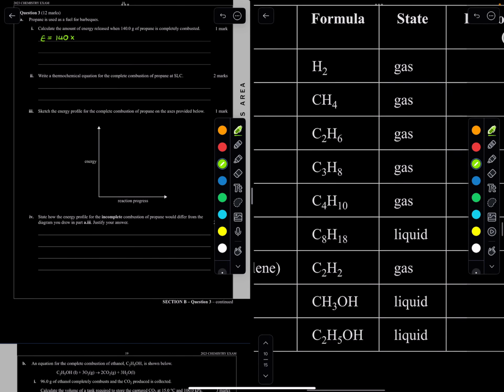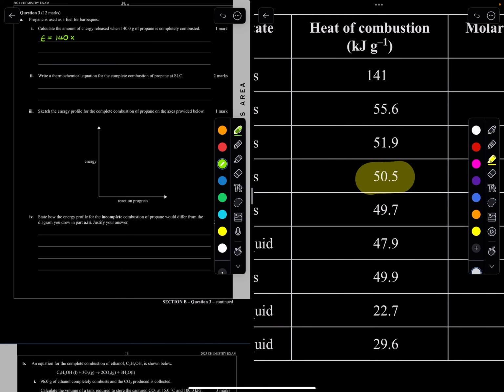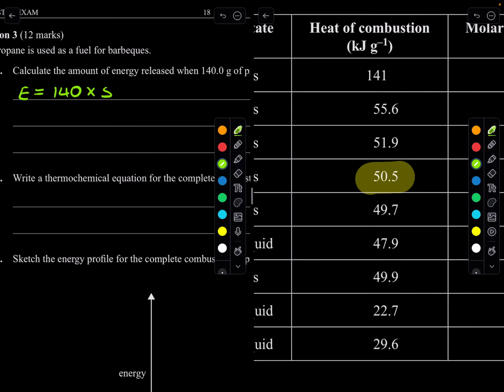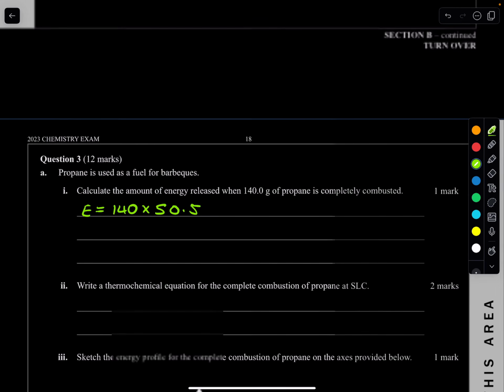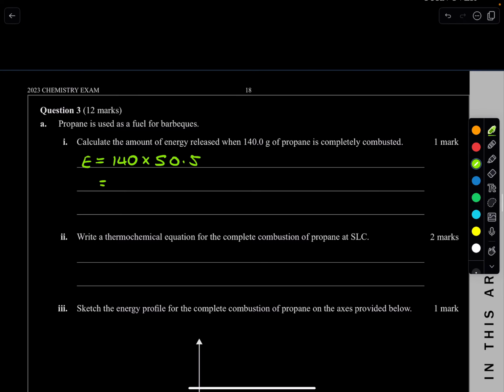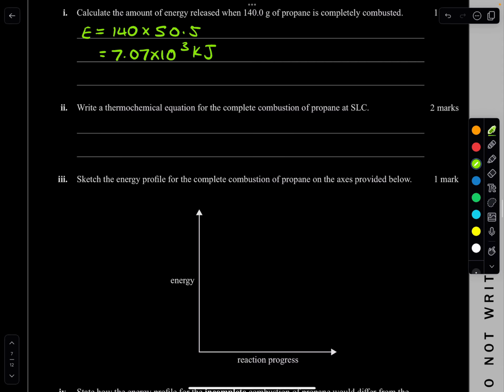There it is. So propane is this. Basically, for every gram it produces 50.5 kilojoules. So we have 140 grams, we multiply it by that. There it is. Okay, so that's going to give me, what? 140 times 50.5. That gives me, to 3 significant figures, 7.07 times 10 to the power of 1, 2, 3, so 3 kilojoules. Beautiful, done. Write a thermochemical equation for the complete combustion of propane at SLC, so standard laboratory conditions.